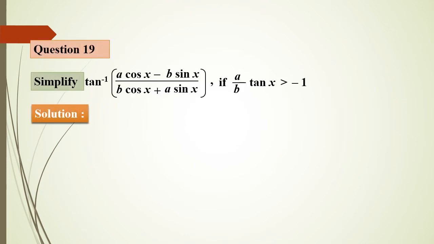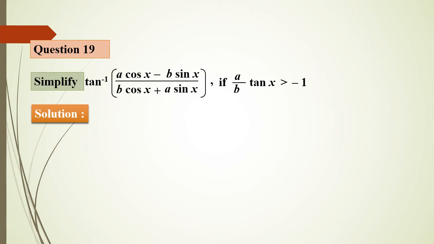In this question, again simplify tan inverse of a cos x minus b sin x divided by b cos x plus a sin x. It is one of the important problems in the inverse trigonometric concept. In question number 16, you have already solved such a question, but there were no constant terms a and b. Here, with cos x and sin x, some constant terms are present. In this case, how to write its simplest form? It is also a very easy problem.